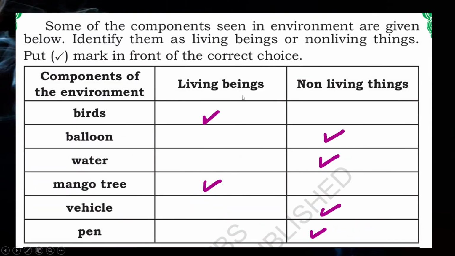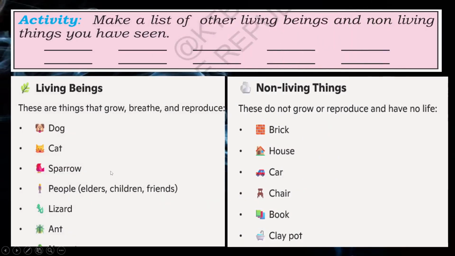Some of the components seen in the environment are given below. Identify them as living beings or non-living things. Put a right mark in front of the correct choice. Components of the environment: living beings, non-living beings. Sports, living. Balloon, non-living. Water, non-living. Mango tree, it is living. Vehicle, non-living. Pen, it is non-living.